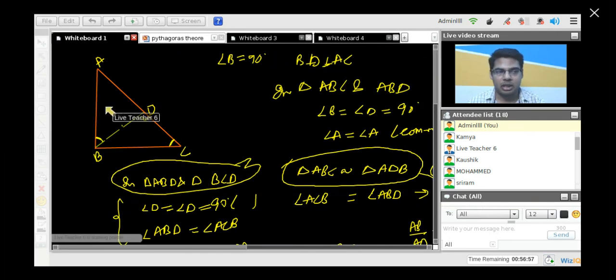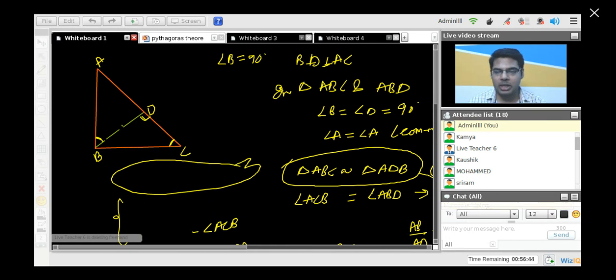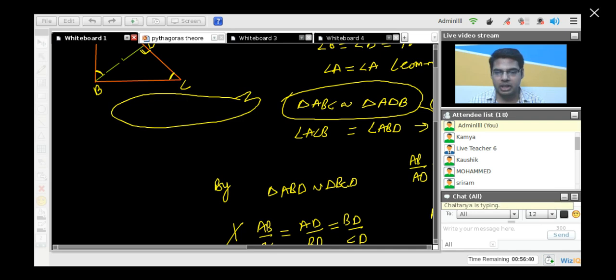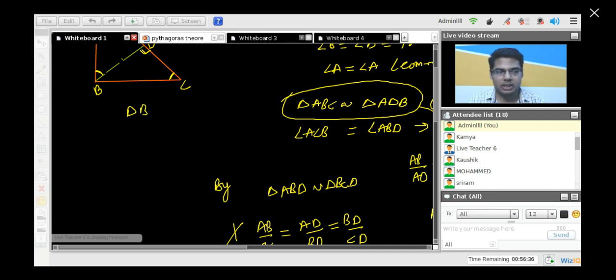So please tell me, in this one, are BDC and ABC similar or not? Yes? Please try to tell me the sequence. If you consider the triangle BDC, it should be similar to which triangle? Here in triangle BDC, D is the right angle, so in the middle we should have B, and C is common, so ABC. Is it fine or not?